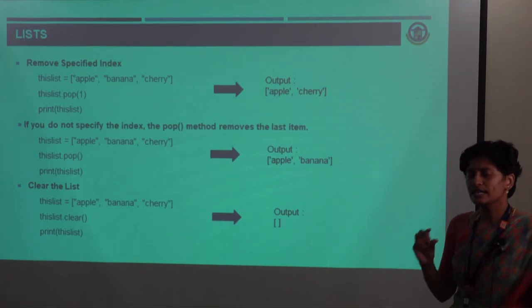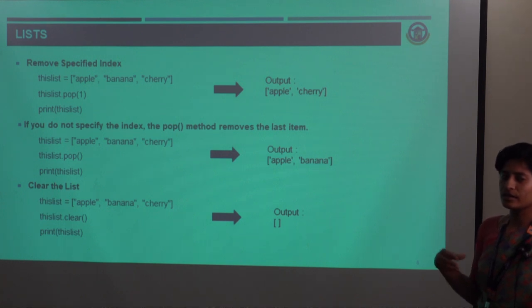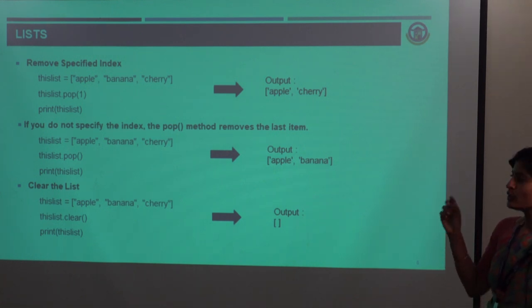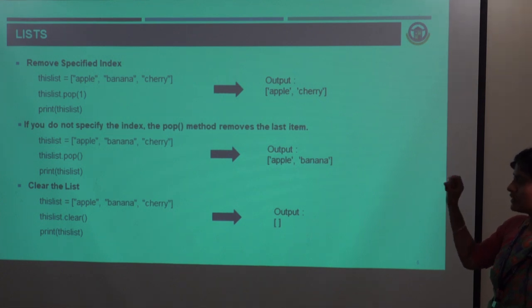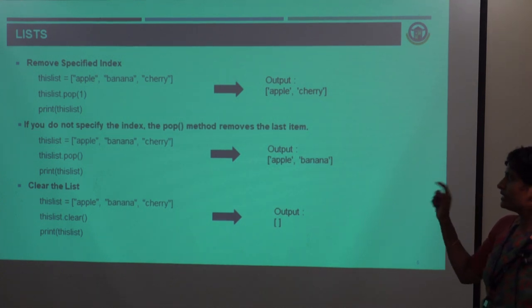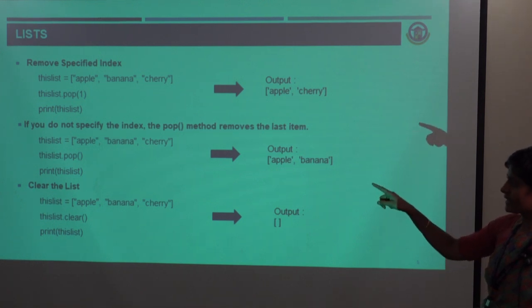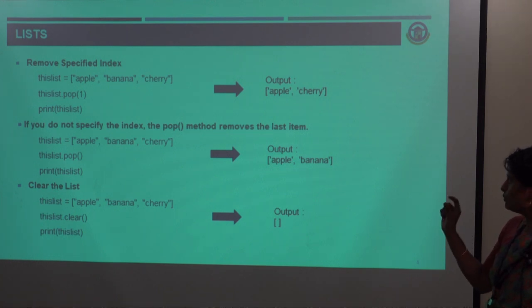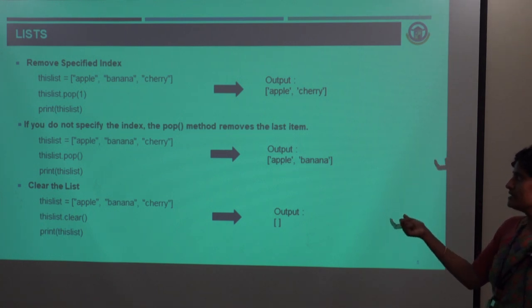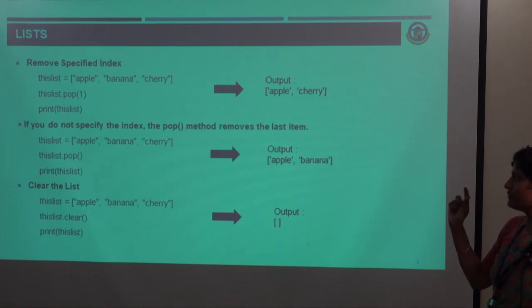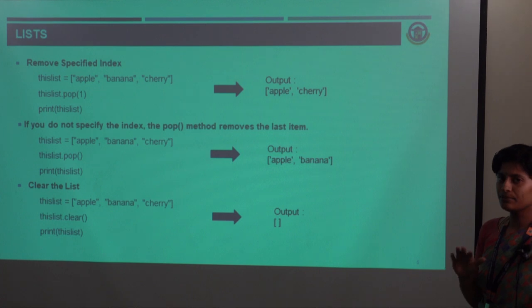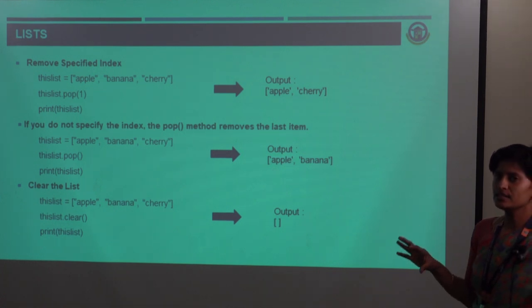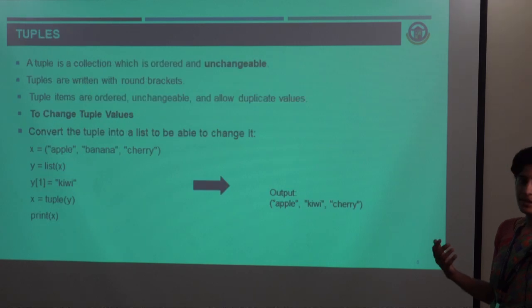Without specifying the index value also, we can remove a value using the pop command. It will remove the value at the end of the list. In this second program we didn't give any index value with the pop command, so it will automatically remove the last element, cherry, and give the output as apple and banana. Then the last one is clearing the list. If we give the clear command, it will clear all the elements inside the list, and it will print an empty list while we are printing.